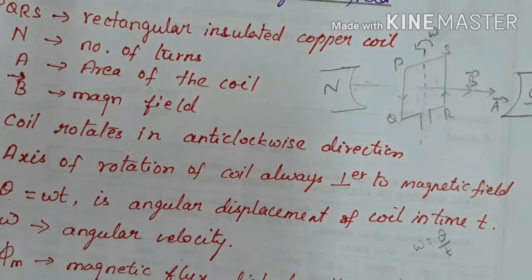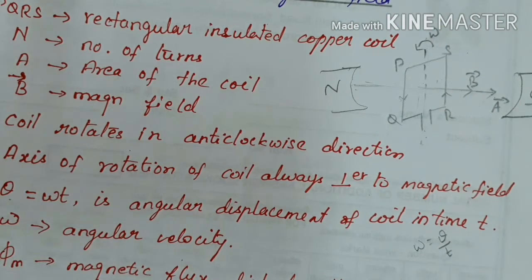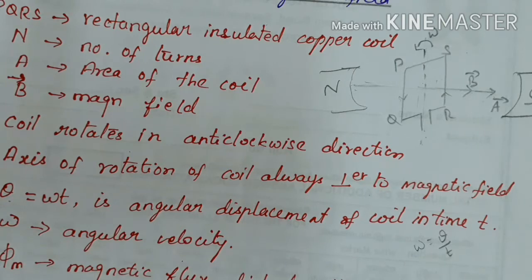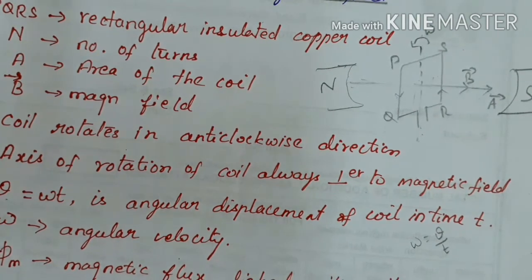Now children, we are going to rotate the coil in 5 different positions, and you are going to find out the EMF induced in the coil. First, before starting, I want to show you the 5 positions of the rotation of the coil. Okay, the coil is rotating.